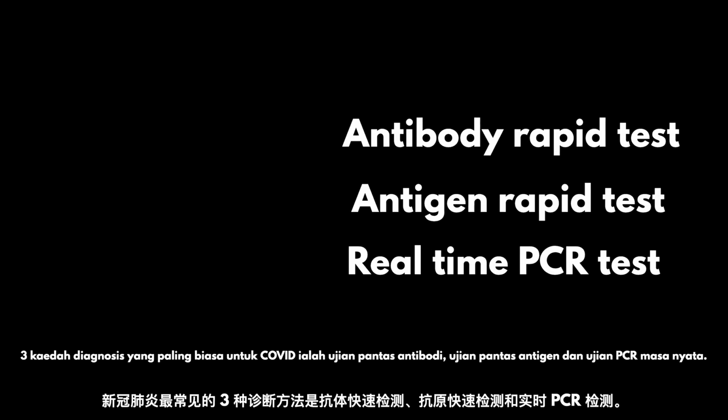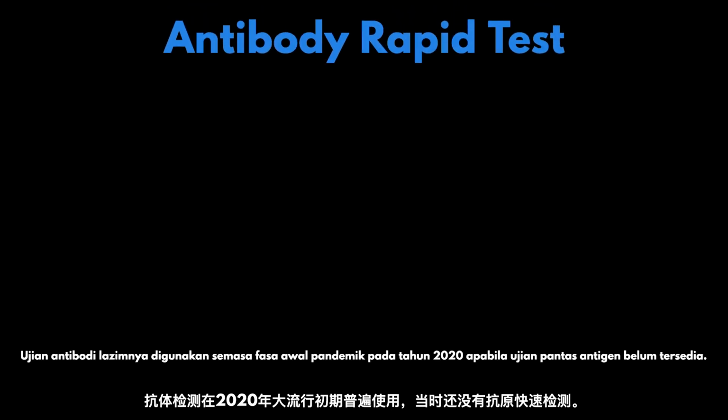The three most common diagnosis methods for COVID are antibody rapid test, antigen rapid test, and real-time PCR test. The antibody test was commonly used during the early phase of the pandemic in 2020 when the antigen rapid test was not available yet.